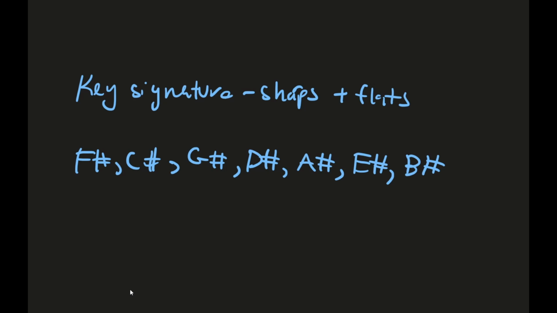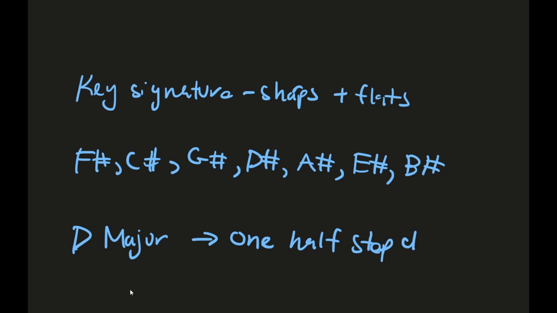And you also need to understand and remember how to find the key signature's sharps. For example, like I said before, we can look at D major. You go one half step down, and then you can find which sharps you need for that key signature.